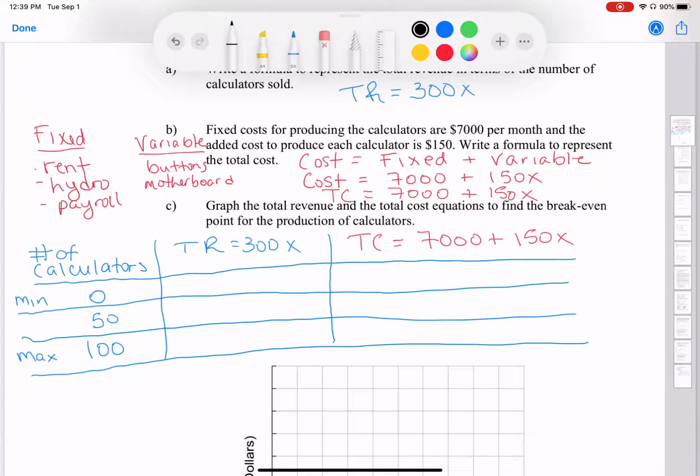All right, now we're going to substitute in to what our revenue is here. So this will be 300 times 0. So if we sell 0 calculators, we make $0. And this one will be 300 times 50. So if we sell 50 calculators, we will make $15,000. And if we sell 100 calculators, we will make $30,000.